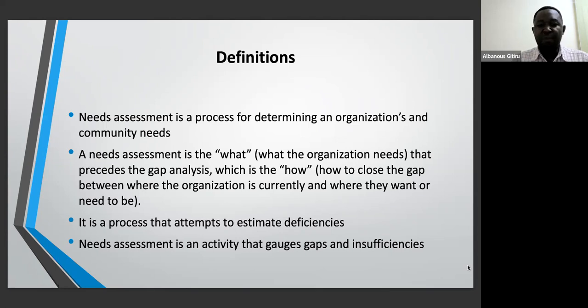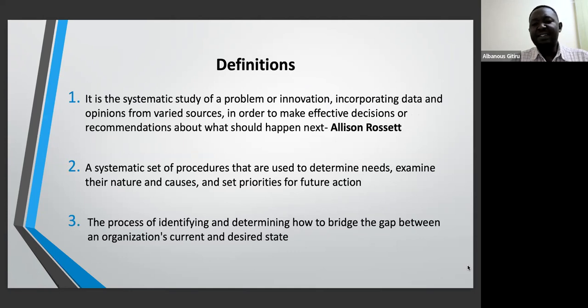So therefore, the process estimates deficiencies. It really attempts to estimate deficiencies, that this is where we are at, this is where we would wish to get to. There is a gap somewhere. There is a vacuum. There is a space that would need to be filled. So just like in the previous slide, the assessment is an activity that gauges gaps and also ensures that insufficiencies are also identified. To the next slide. Let's get to a bit more scientific definition.